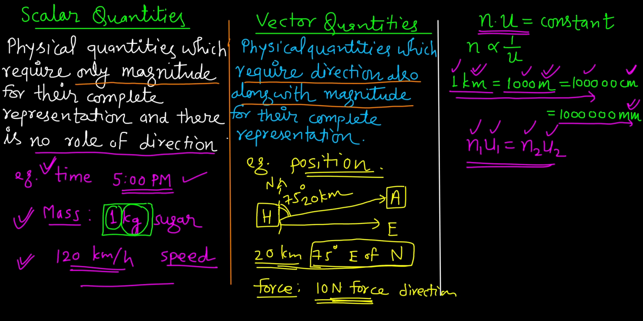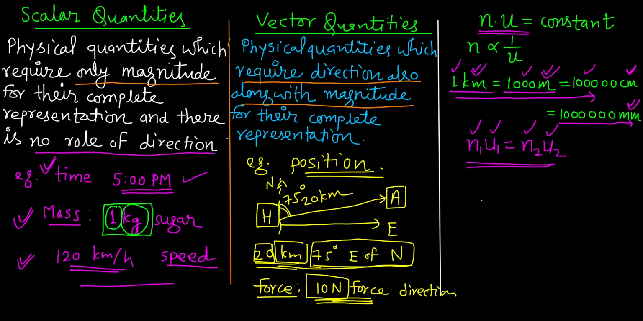So 10 Newton here is the magnitude: 10 is the numerical value, Newton is the unit. Similarly, here 20 kilometers, 20 was the numerical value and kilometer is the unit. So vector quantities require direction along with magnitude for their complete representation. Such kinds of quantities are called vector quantities.